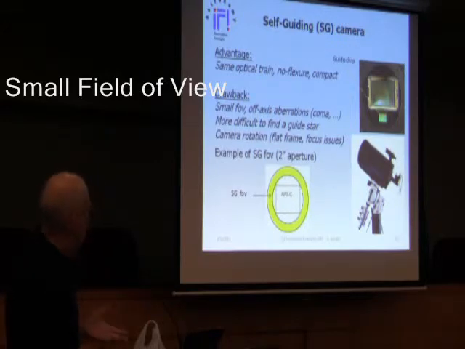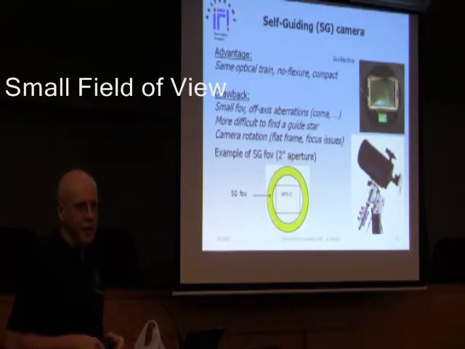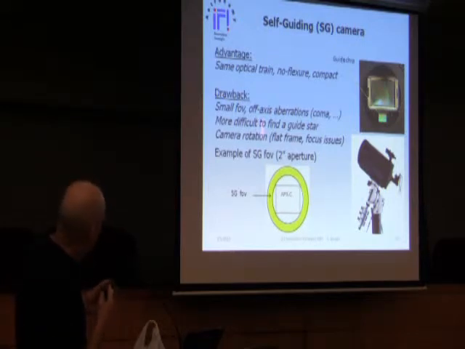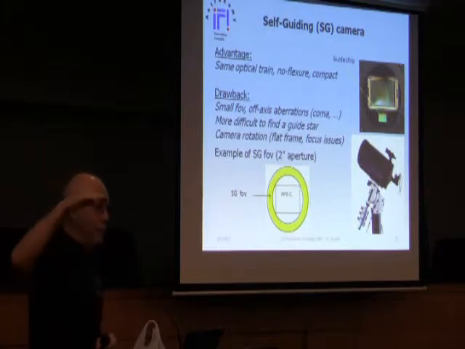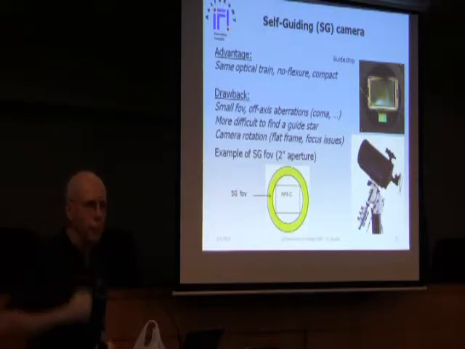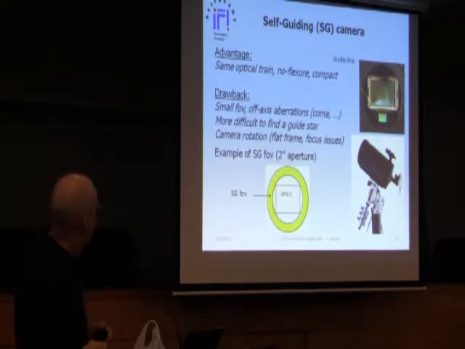But it has the same drawback as the off-axis guider, because you have to look for your star in the same position around here. It's even a bit worse, I would say, because most off-axis guiders have a capability to tip and tilt the prism a bit to increase the field of view. Here you don't have this option.